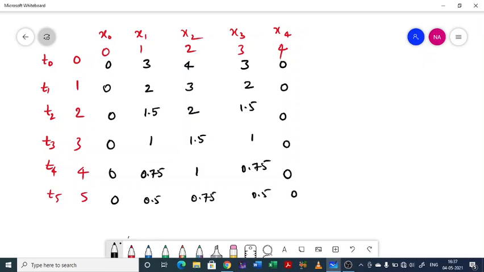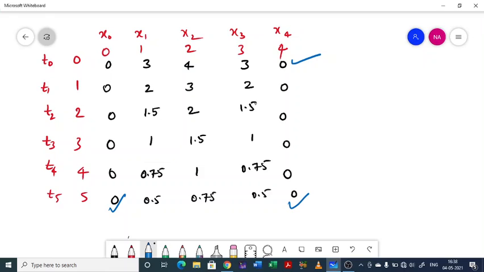As I said already, this you can write using boundary conditions, this column, and this column also you can write using boundary conditions, and this you can write using initial condition. Yes. Now to write these values, you have to apply Bendre-Schmidt formula.